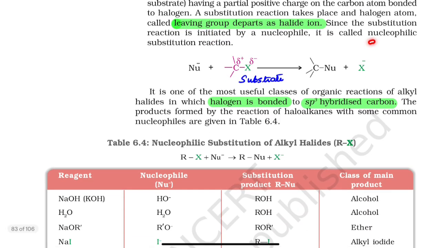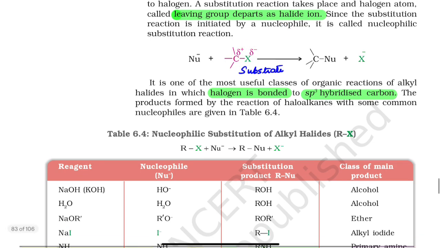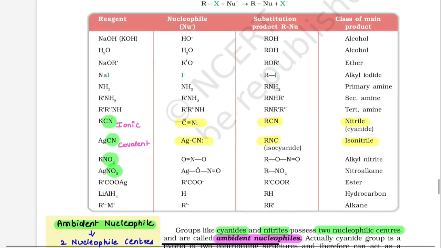Why it is called as nucleophilic substitution reaction is that nucleophile will be substituted in place of halogen. Therefore, it is called as nucleophilic substitution reaction. And one more important point here is halogen is bonded to sp3 hybridized carbon. So here this carbon is sp3 hybridized. So halogen is bonded to sp3 hybridized carbon. Next, this table is very important.